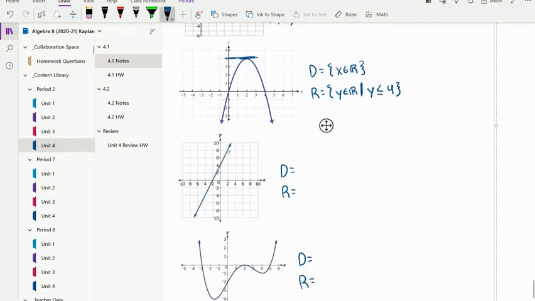Okay, this is just a straight linear. It goes on forever and ever in both directions, both your x values and your y values. So this one's nice and easy. X is in the set of all reals, and y is in the set of all reals.